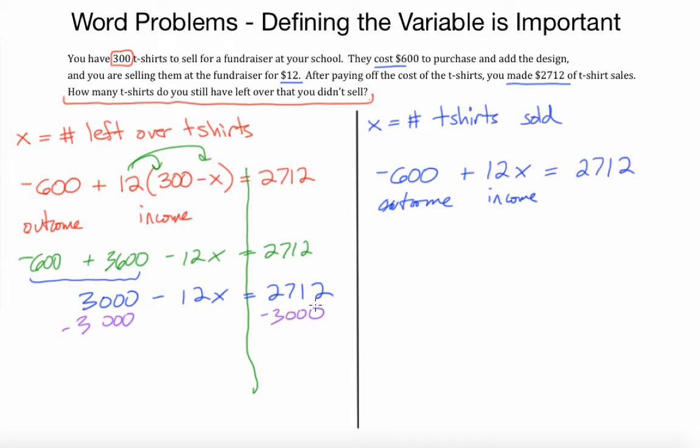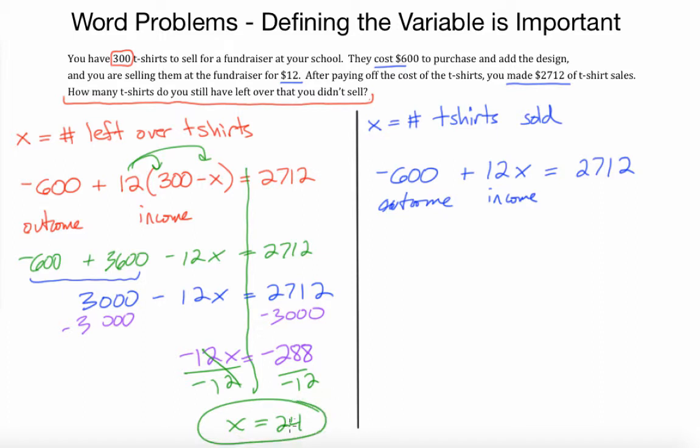And 2,712 minus 3,000. Sorry, hit a button wrong on my calculator. So we get negative 12x equals negative 288. Let's divide both sides by negative 12. And we get x equals 24. So since I've defined x as leftover t-shirts, there must be 24 leftover t-shirts. And I'm done with this problem.